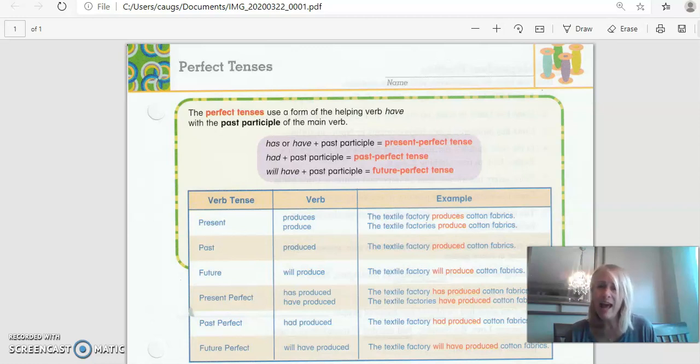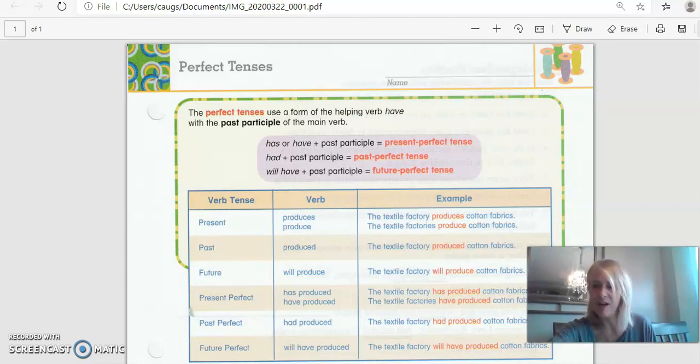When you have the word has or have plus the past participle, it equals a present perfect tense. And when you have the helping verb had plus the past participle, it equals the past perfect tense. And then also when you have will have plus the past participle, it equals the future perfect tense. So it seems a little bit confusing, I'm sure, but we're going to just keep moving on and look at some examples below that.